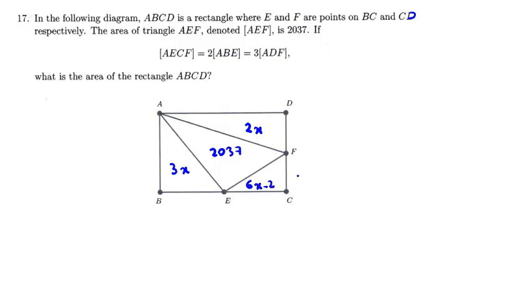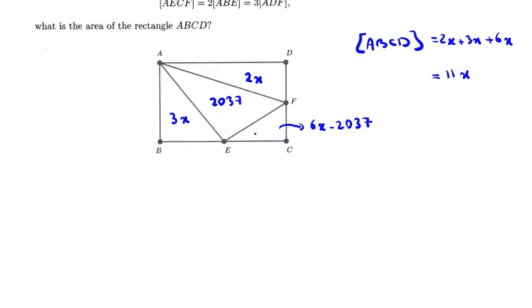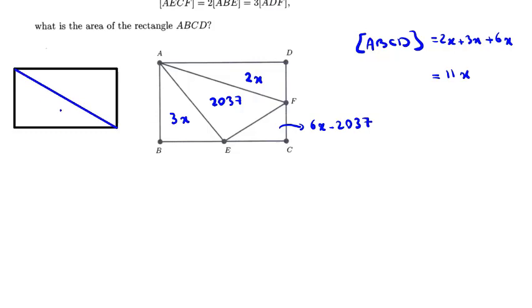So this area will be 6x minus, let me write it outside, to have enough space. Okay, it will be this. Now the problem asks for the area of rectangle ABCD. So if I want to find the area of ABCD, I can say, okay, it is 2x plus 3x, and this part is 6x, which equals 11x. So, for example, here you can say, okay, we know if we draw AC, then the area of this one, I know this part is half of the area. It will be 11x over 2, 11x over 2.